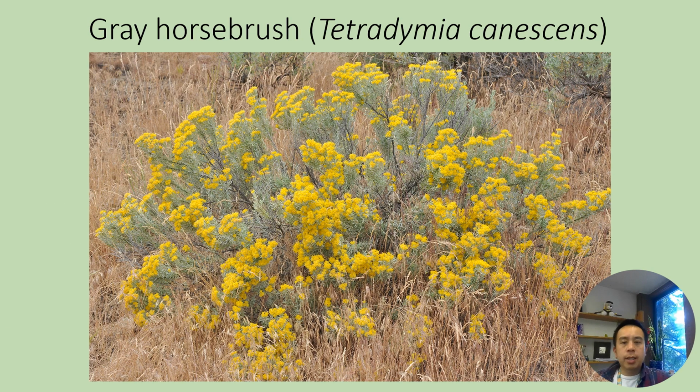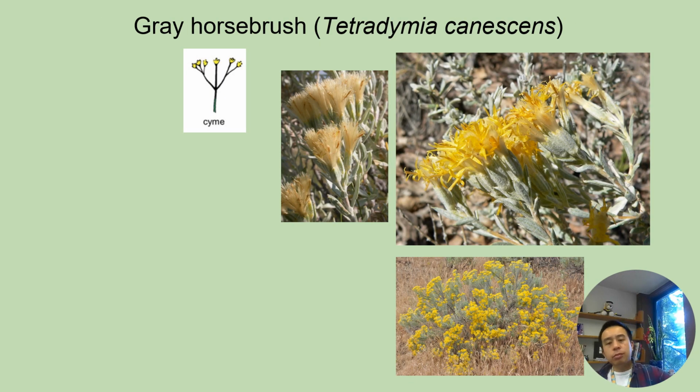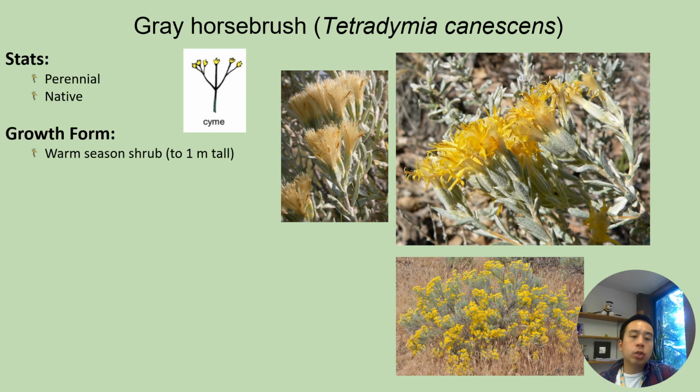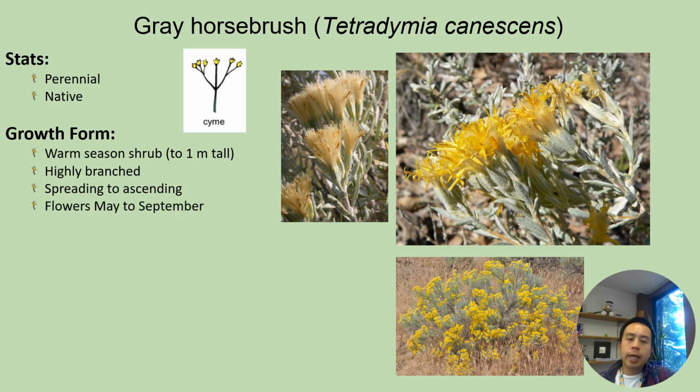Next up, we have Tetradymia canescens, also known as gray horsebush. So gray horsebush, or Tetradymia canescens, is a perennial native species, which is also a warm season shrub that can grow up to 1 meter tall. It's highly branched and grows in a spreading to ascending style, and it flowers from May to September and reproduces primarily from seeds.